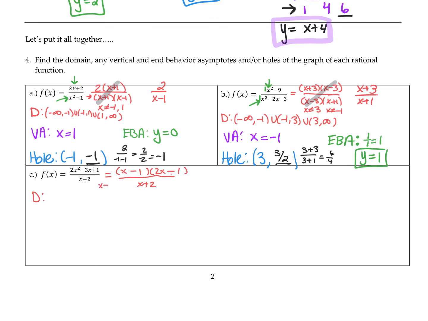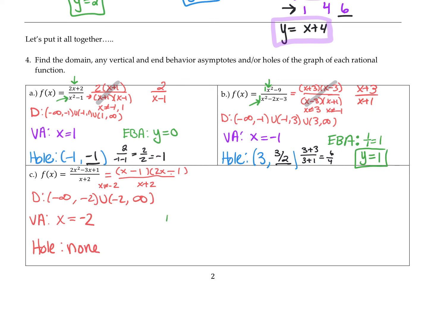All right, so now, domain. X cannot equal -2. So my domain will be -infinity to -2, union -2 to infinity. And I will also have a vertical asymptote at x equals -2. That's why the domain is restricted. Now, since I don't have any common factors in the numerator or denominator, I have no holes.